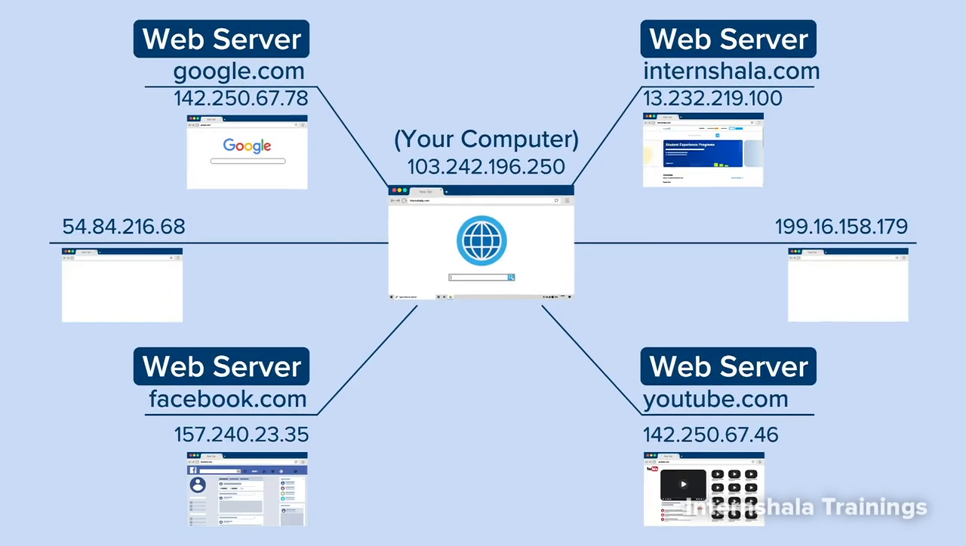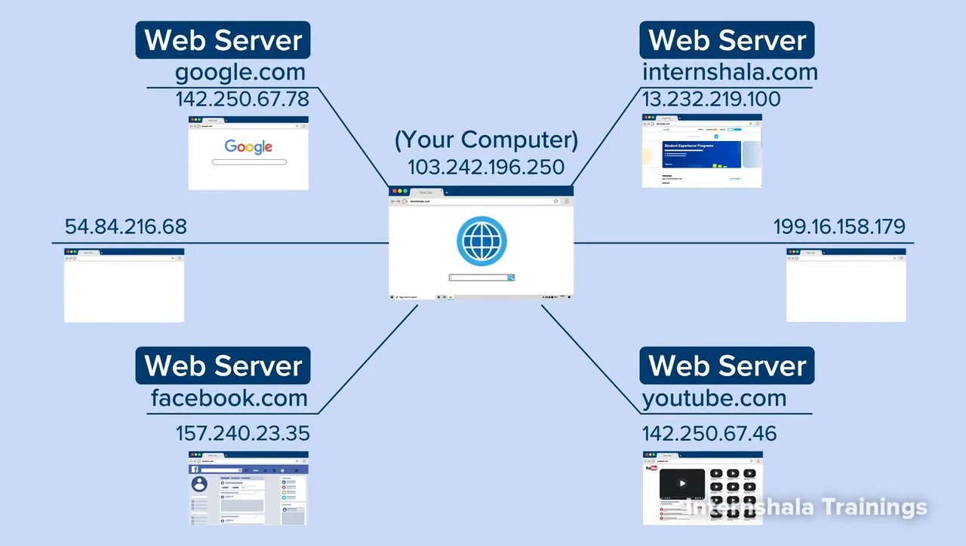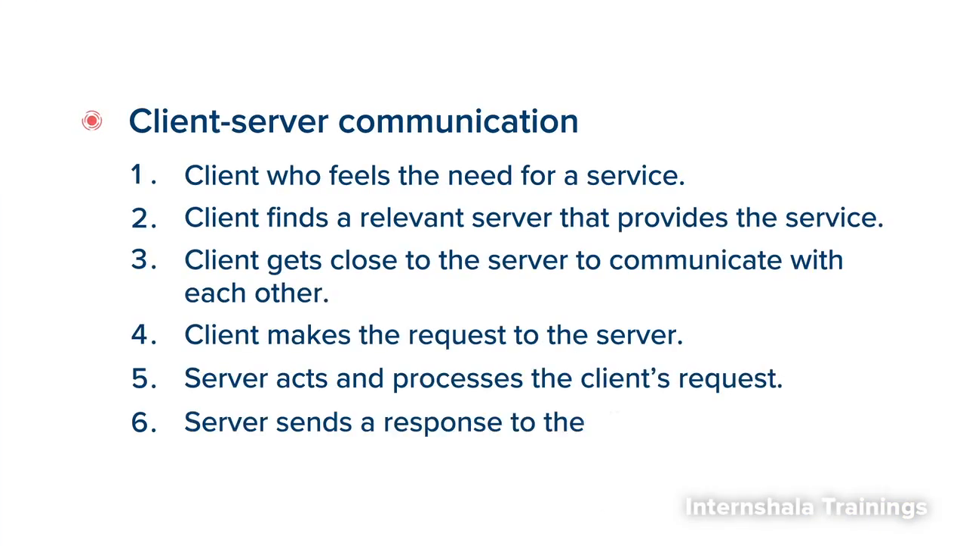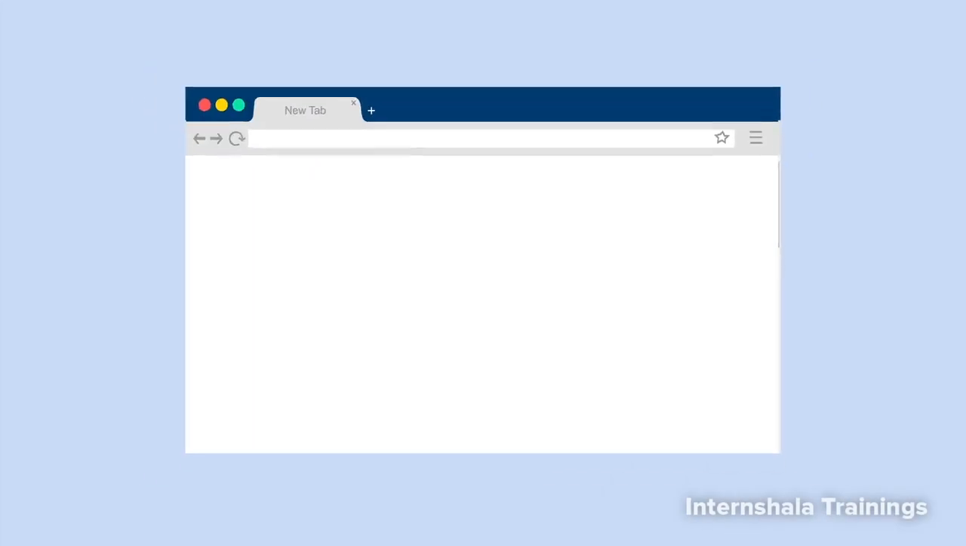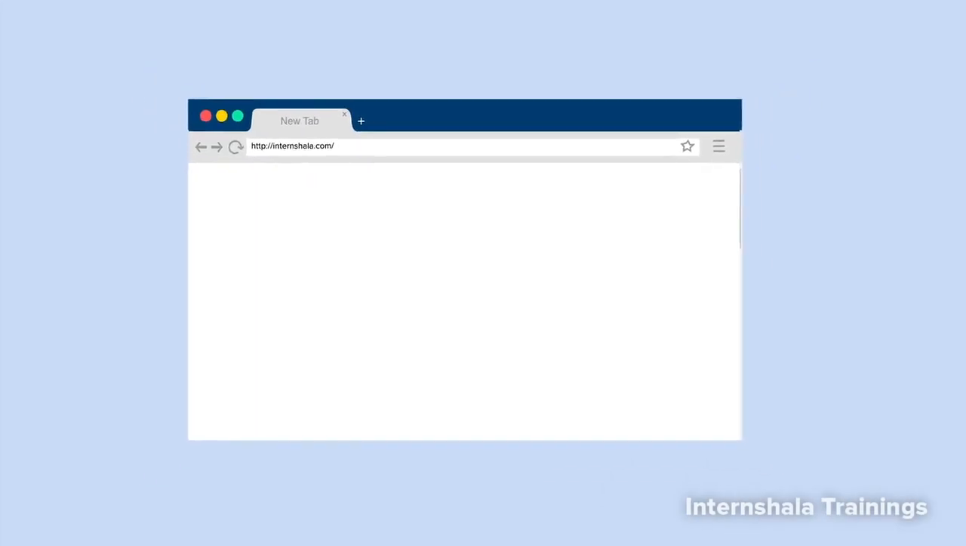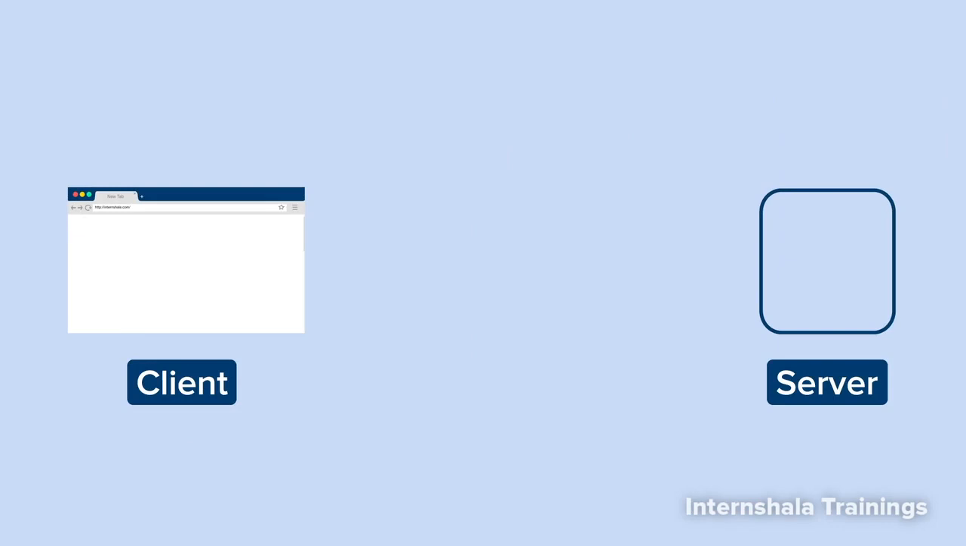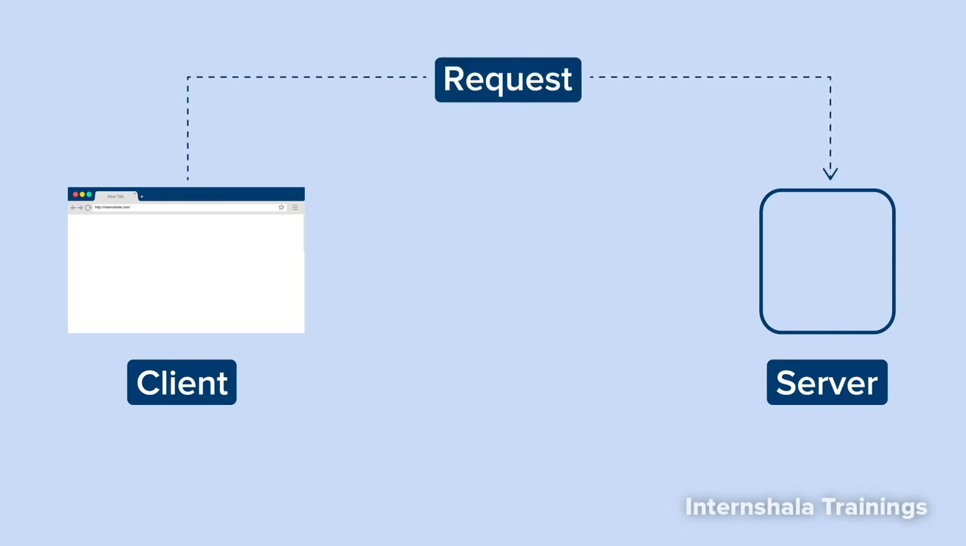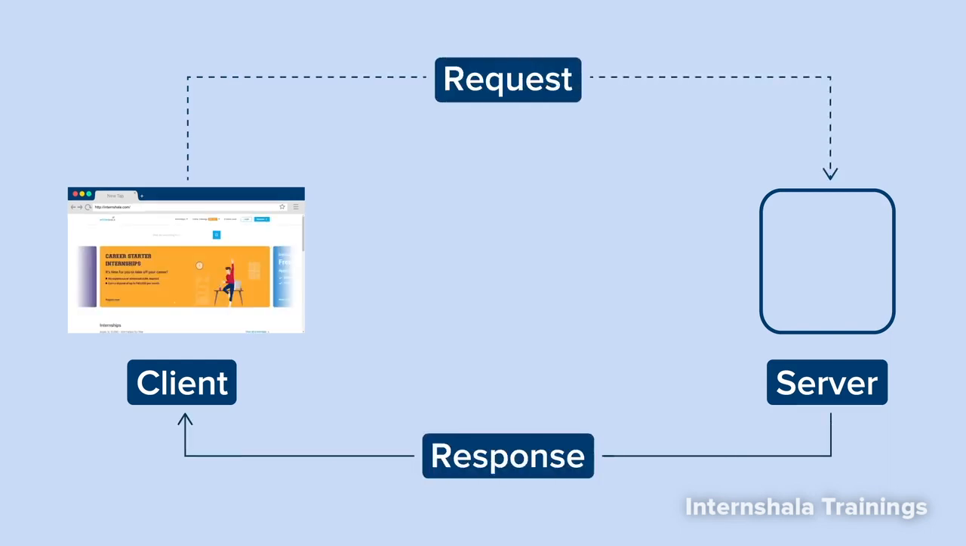A web server is also an example of a client-server pair. Here, the browser acts as the client and the web server acts as the server. And the communication between them happens similar to the 2 examples that we saw in the previous video. Here are the steps of the client-server communication. Let us now understand how the communication between a browser and web server occurs. We have learned earlier that whenever a browser feels the need for a service, for example, to open internshala.com and explore some relevant internships, it finds the relevant server and fetches the desired website.